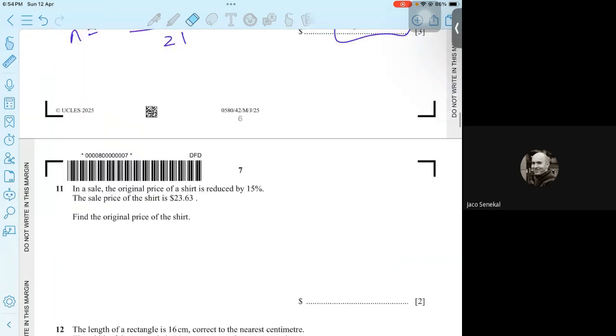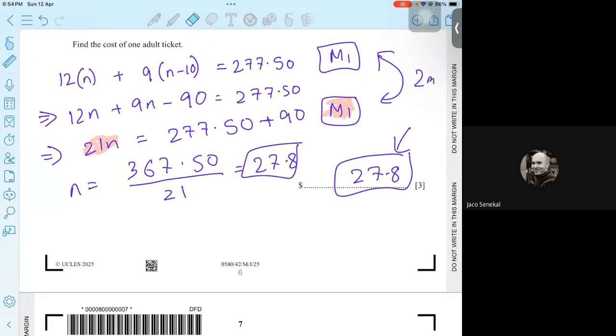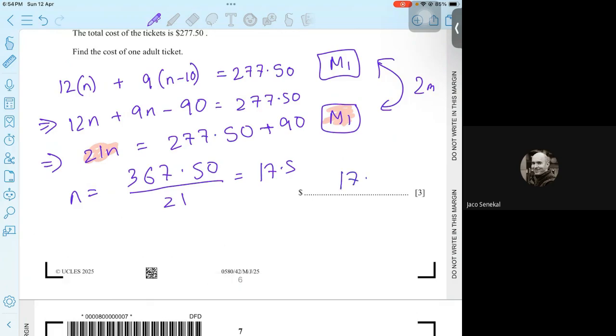No, the answer is 17.5. Okay, my bad. Wait, really? Just a second. Let me just check. So 367.5 over 21. That is 17.5. You're right. Not a good day for mental maths. 17.5. Okay.